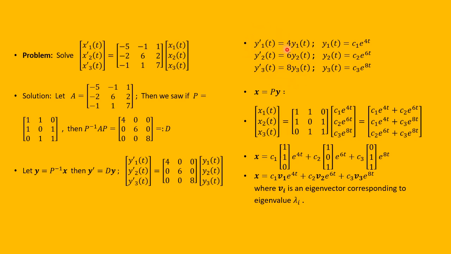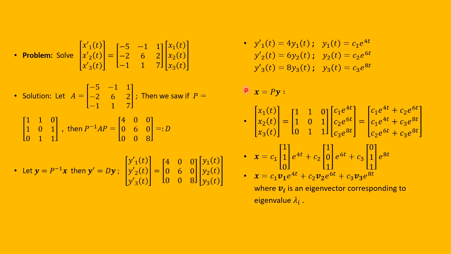y1 prime equals 4y1. The solution to that is easy. y1 is a constant times e to the 4t. y2 prime equals 6y2 has solution y2 is a constant times e to the 6t. y3 prime equals 8y3 gives us the solution y3 of t is c3 e to the 8t.